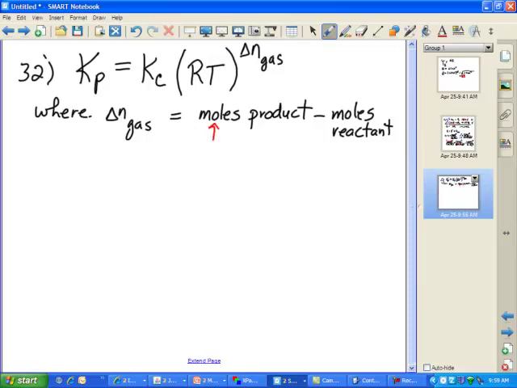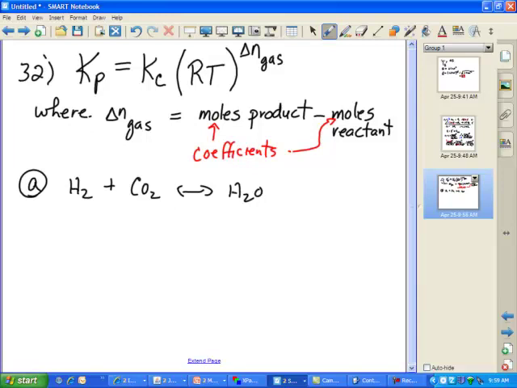You're probably wondering where you get these moles. Do you have to do some fancy conversion? No, it's just the coefficients. So you just look at the coefficients. For example, in A, the equation is H2 plus CO2 forms H2O plus carbon monoxide. And these are all gases, right? You only do this with the gases. You only plug gases into this equation, this delta n here.